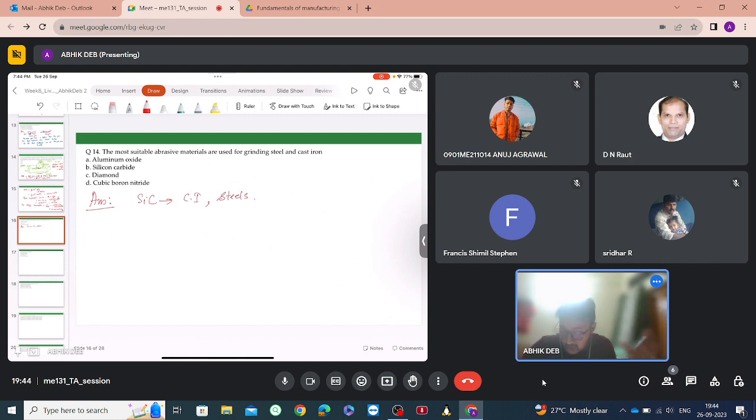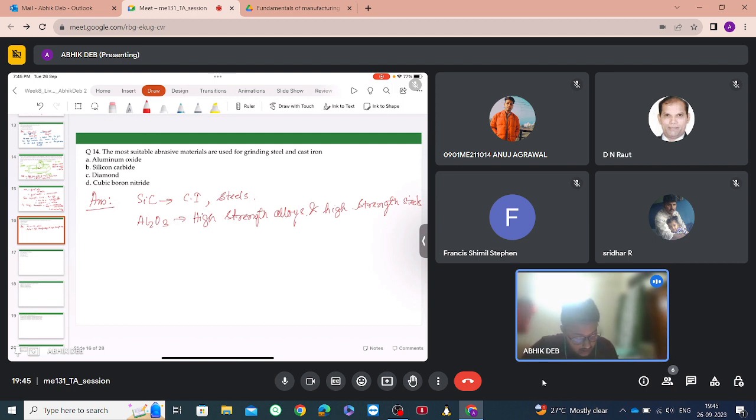kind of brittle. Aluminum oxide is used for high strength alloys and high strength steels, that is, steels which will have a significantly higher yield strength and maybe higher toughness.